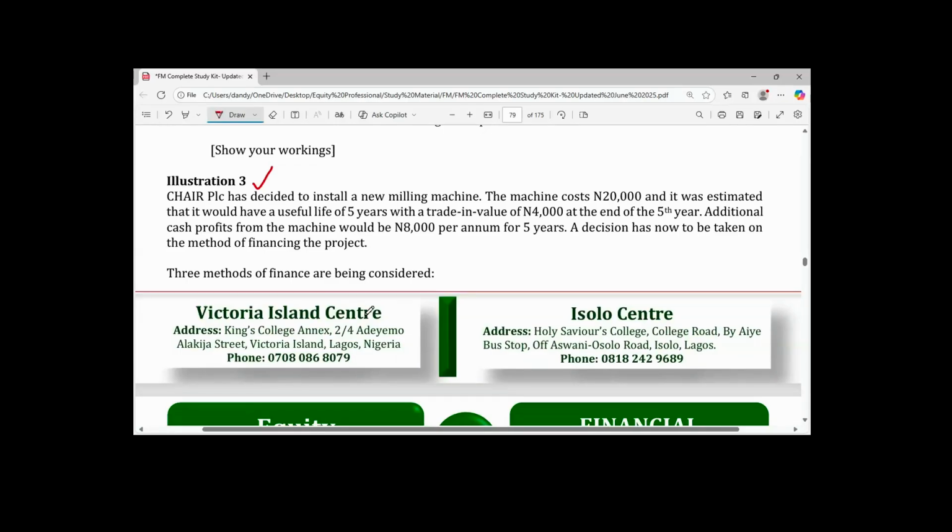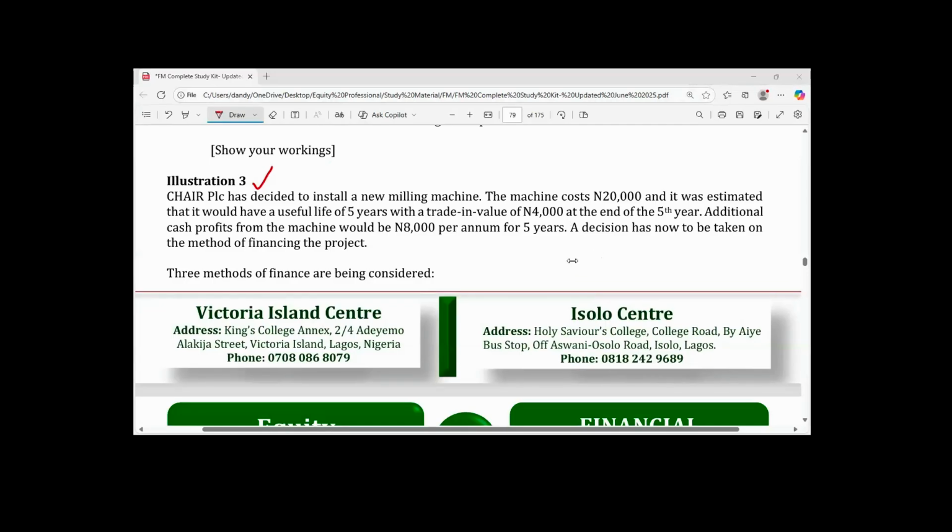Okay, so let's start with this illustration number 3. After that, we'll go back to illustration number 1. Yes, I need one of you to read for us. Who is helping us to read? Let me read, sir. Okay, go ahead.